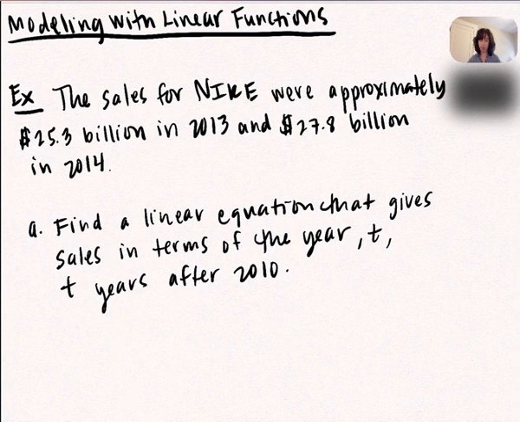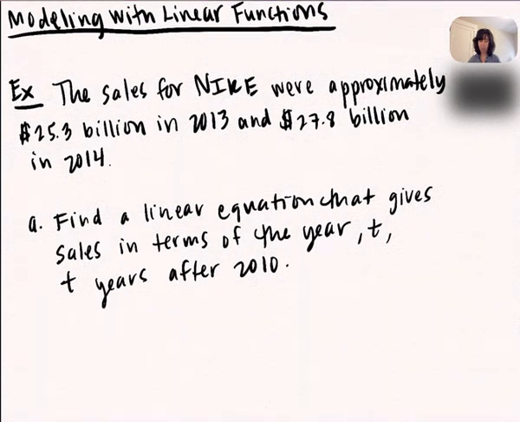Modeling with linear functions. In this video, we'll look at an example of how you can use a linear function or a line to model a real-world situation. So let's look at this example. The sales for Nike were approximately 25.3 billion in 2013 and 27.8 billion in 2014. Part A says, find a linear equation that gives sales in terms of the year t years after 2010.